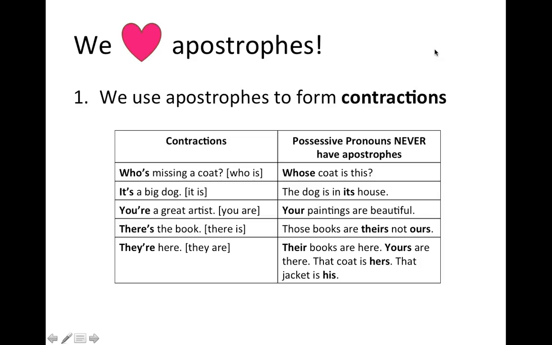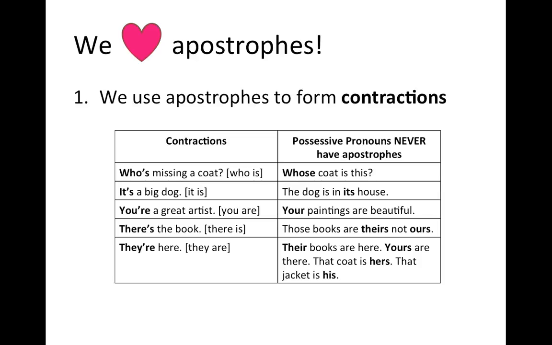Okay, very first rule, and this is probably the most obvious rule, is that we use apostrophes to form contractions. So there's some contractions here in the table on the left-hand side. Who's missing a coat. Who's, obviously W-H-O apostrophe S, stands for who is. It's a big dog. It stands for it is. You're a great artist. Y-O-U apostrophe R-E, standing for you are. There's the book. There is. They're here. They are here.